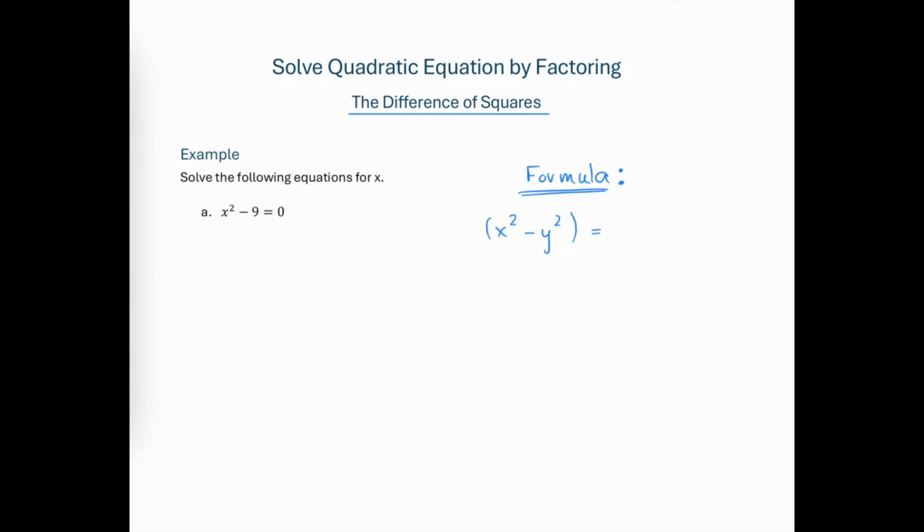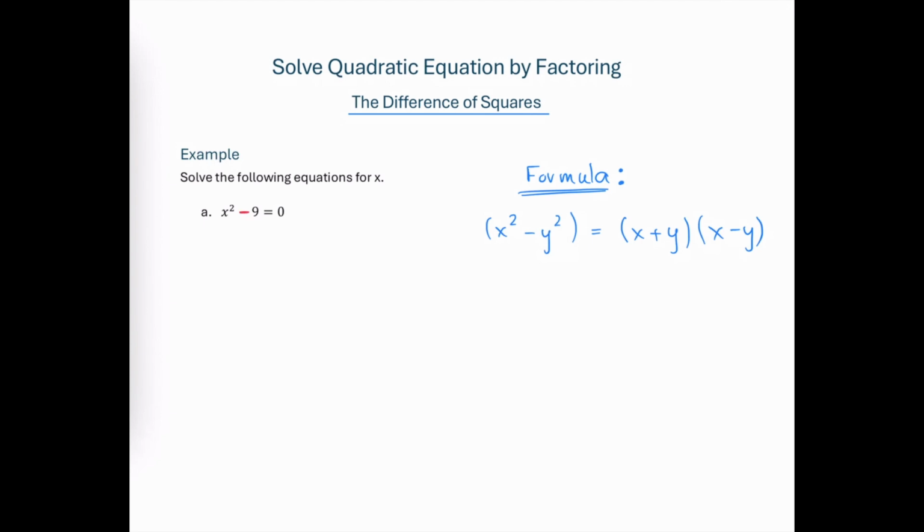The difference of two things squared will factor into the product of the square root of the first thing plus the square root of the second thing times the square root of the first minus the square root of the second. And since x squared has a square root of x and 9 has a square root of 3, this is the difference of squares.